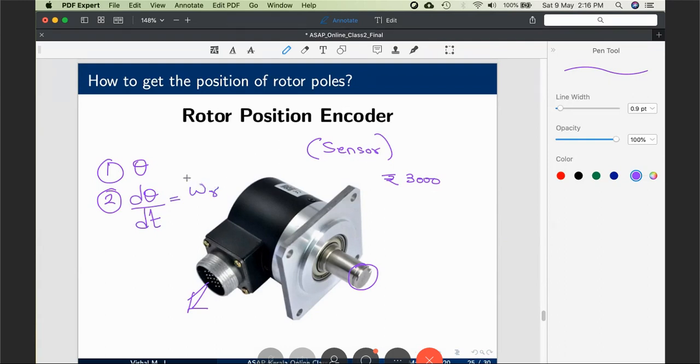It gives speed, it gives position. These two signals any rotor position encoder will give. Present day RPEs can give much more data, but understand, if it is a rotor position encoder, then it should give speed as well as position. This you keep in your mind. So this equipment is used to get the position of the rotor poles.